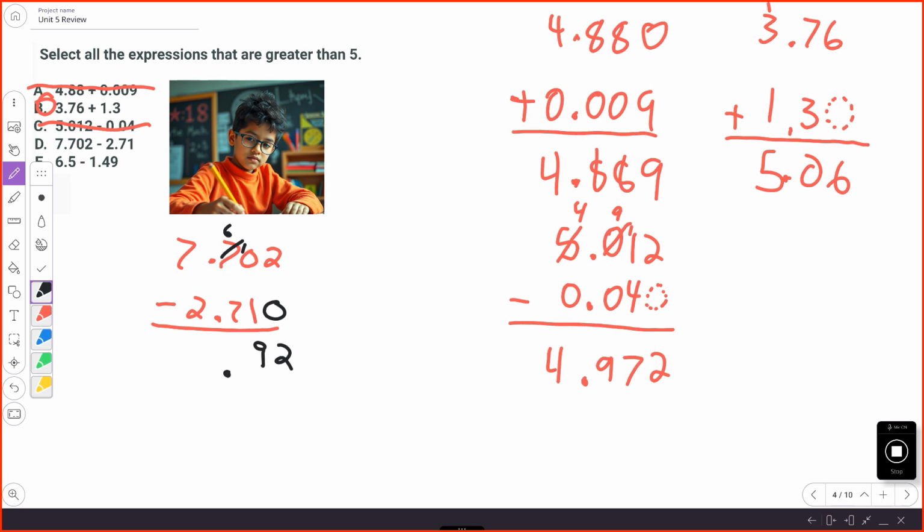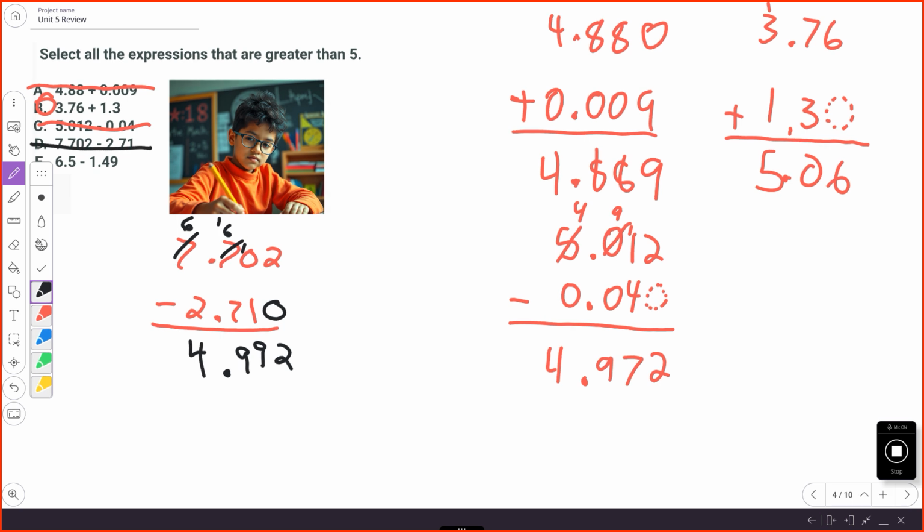I keep forgetting to put that decimal right there. Please don't make the mistake of not putting a decimal because it'll mess you up. 6 take away 7. Can we do that? No, we got to take it from that 6. That makes that a 16. 16 take away 7, 9. Okay, now what do we got to do here? 4. Is that bigger than 5? Nope, not bigger than 5. That's not going to work.